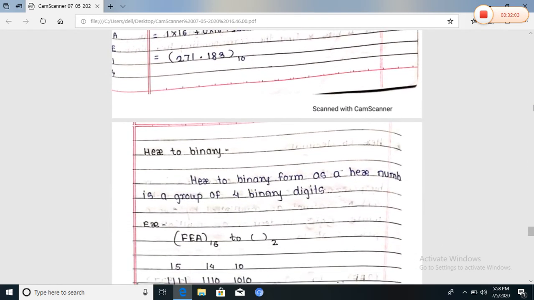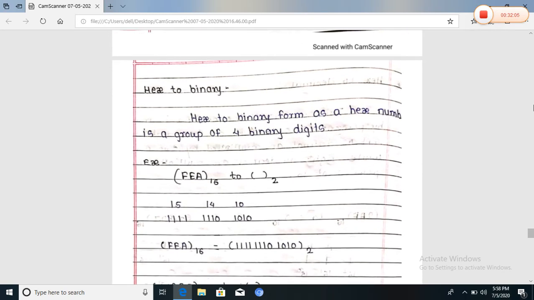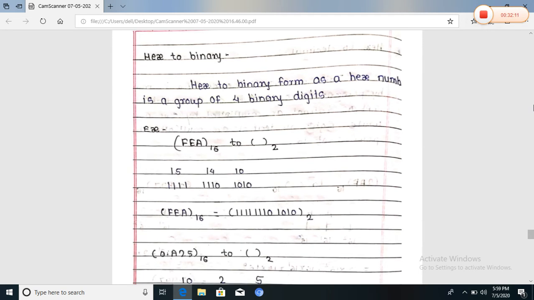Next conversion, hex to binary. In hex to binary conversion, each hexa digit is a group of 4 binary digits. One example: the number given is FEA. F in hexa represents 15, E represents 14, and A represents 10. These numbers are represented in binary as groups of 4 binary digits.